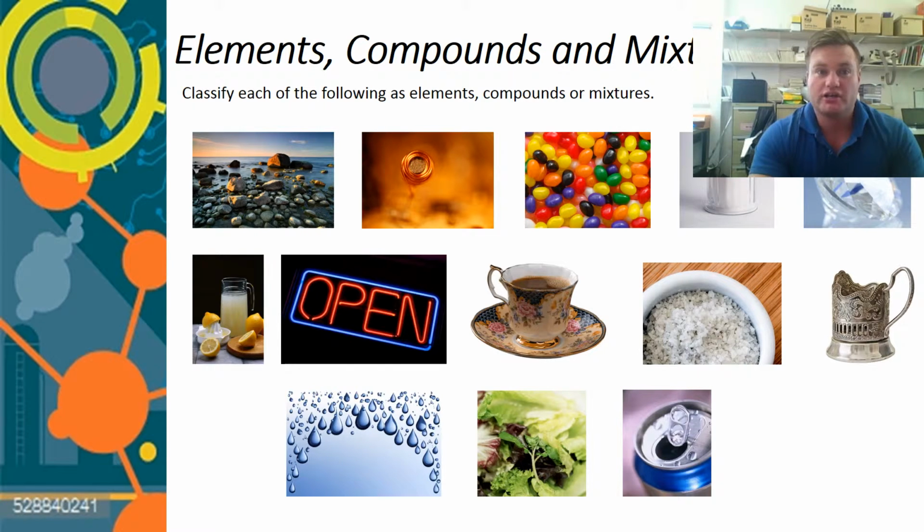On your worksheet, you need to classify each of the following as elements, compounds, or mixtures. Rocks on the beach, copper, a mixture of jelly beans, salt, which is sodium chloride, diamonds, which are made up of carbon, lemonade, the neon gas found in signs, tea, sugar, silver, pure water, a salad mix, and an aluminium can.